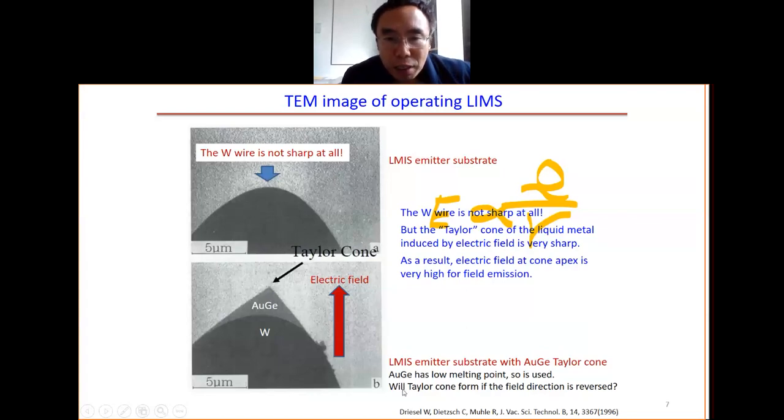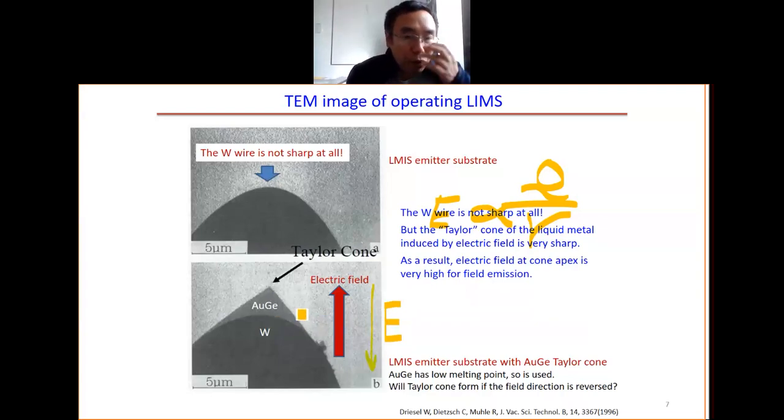So here I ask you one question. Will the Taylor cone form if the field direction is reversed? If the field goes downward, if the field goes this way, will there still be the Taylor cone? Yes, there will be a Taylor cone.